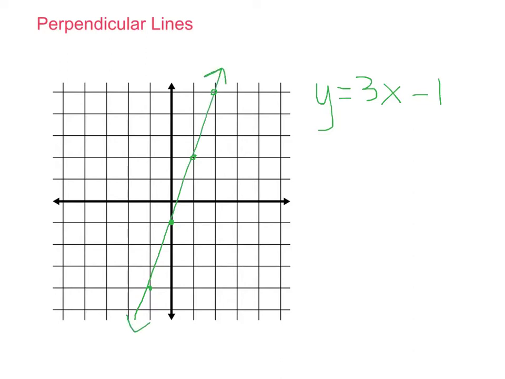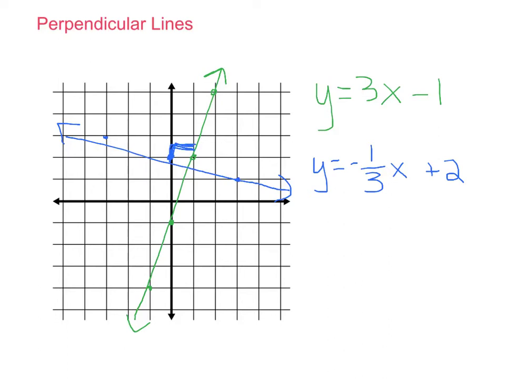Now here's an example of a line that's perpendicular to it. y equals -1/3 x plus 2. So let's graph this: plus 2 for the y-intercept, and then down 1 over 3 for the other line. So if we connect these two, that wasn't quite a perfect line, but that's okay. These two lines are perpendicular to each other.